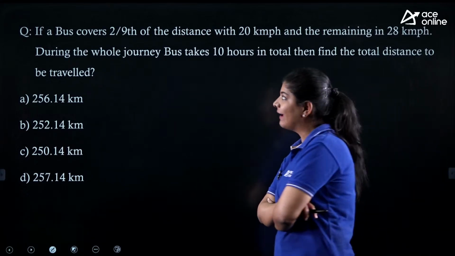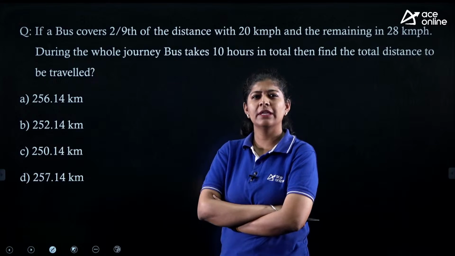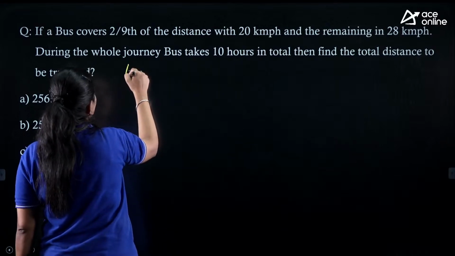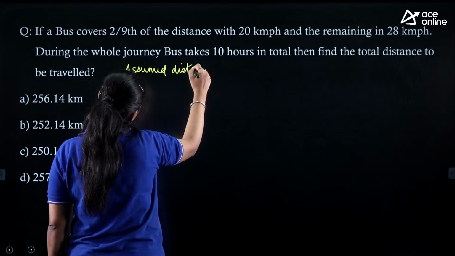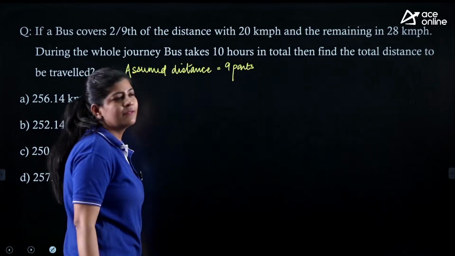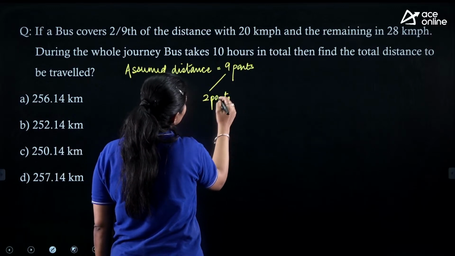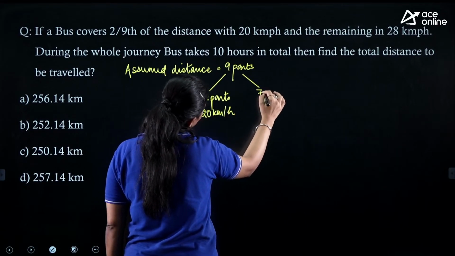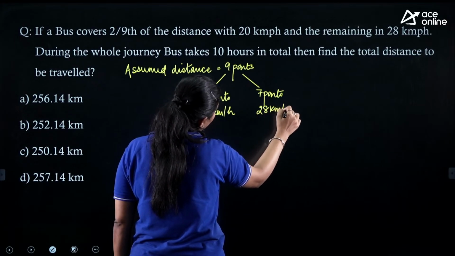Look, as we are not having the specific details over here, I am just assuming the distance that I need to cover is either 9 parts or 9 kilometers. It's completely my choice, right? So I am just assuming the assumed distance is 9 parts. Now out of these 9 parts, 2 parts are covered with a speed of 20 kilometers per hour and the 7 parts with 28 kilometers per hour, right?